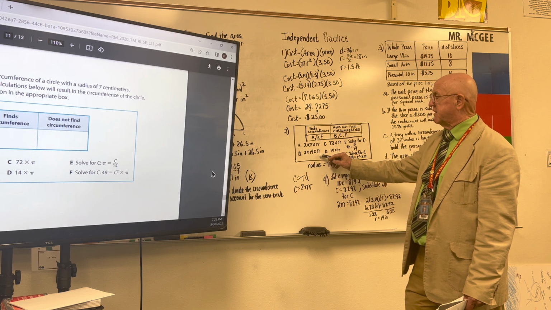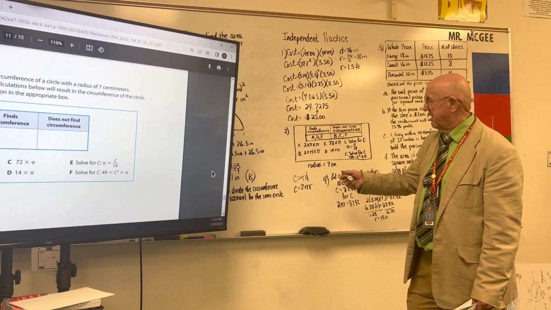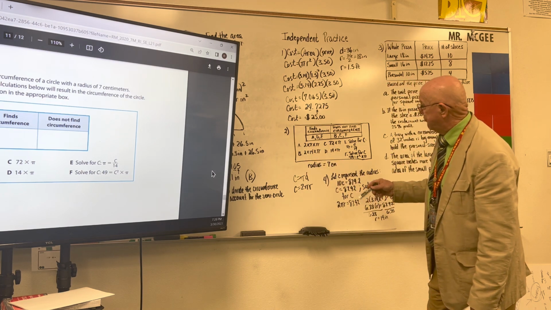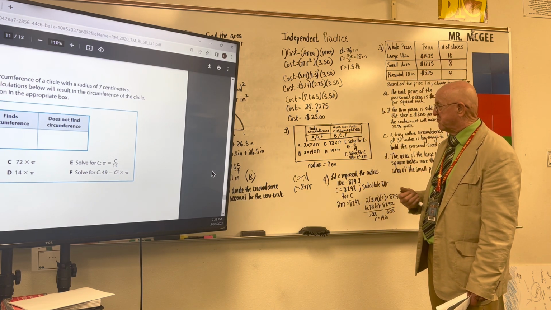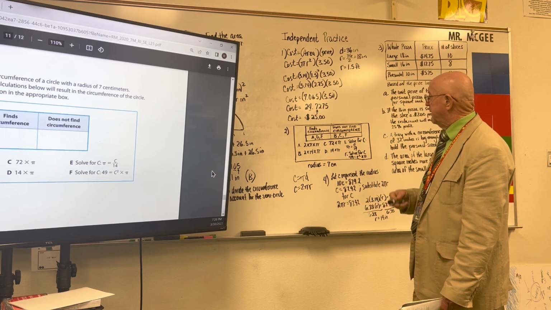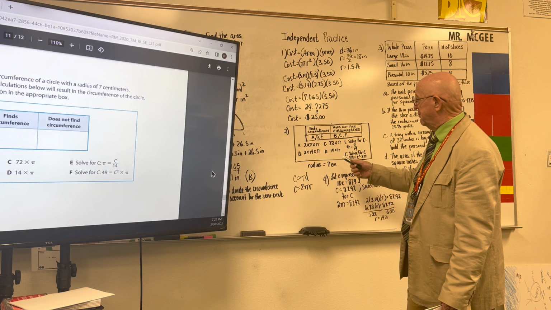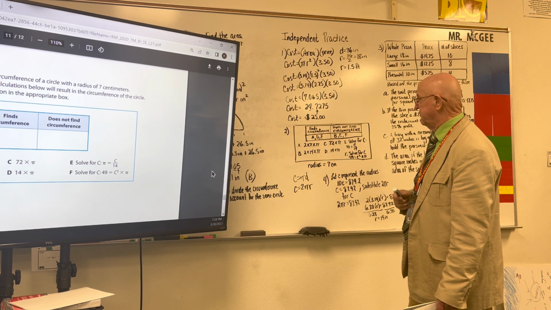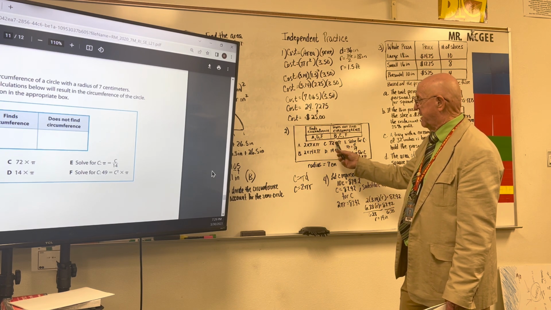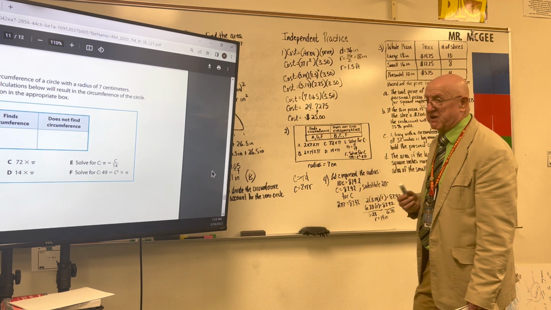B is 2 times 14 times pi. Well, if 2 times 7 times pi will find the circumference, then 2 times 14 times pi cannot be the same, because those numbers won't be the same. So B would go in the does not find circumference block. All right? Then here we have 72 times pi. Well, 72 is not 2 times 7, and it's not 14. So anything times pi that's not 2 times 7 or 14 is not going to give you circumference. So C goes in the does not find circumference block.